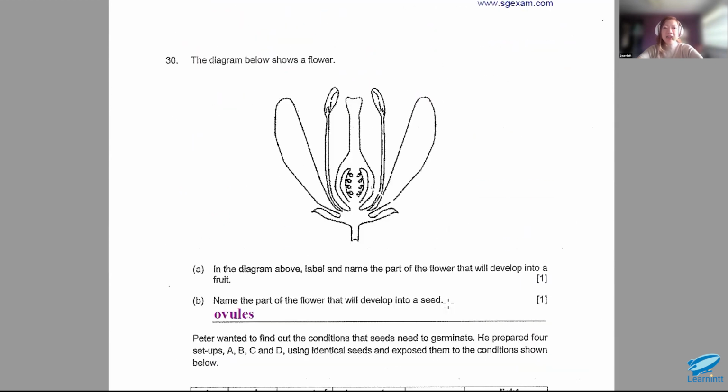Question 30. The diagram below shows a flower. In the diagram above, label and name the part of the flower that will develop into a fruit. So being able to label it is half mark, and being able to name it is another half mark. In total, 1 mark. So looking back at the diagram in the middle, okay, we know that it is the ovary. So I'm going to point to this. Okay, that's where my half mark is. I'm labeling it and writing out the name ovary. This is another half mark. Altogether, 1 mark. Next question.